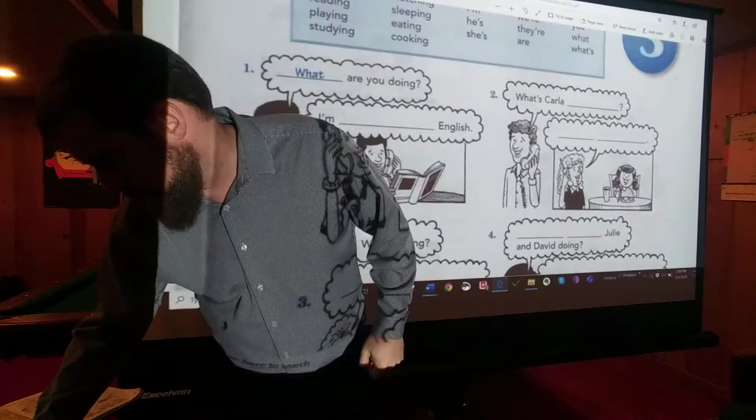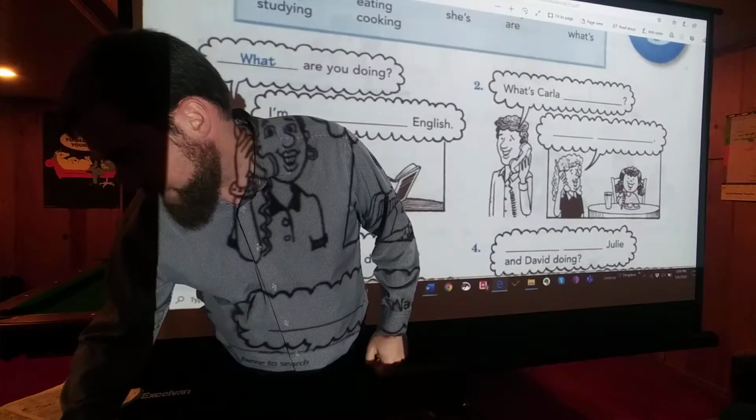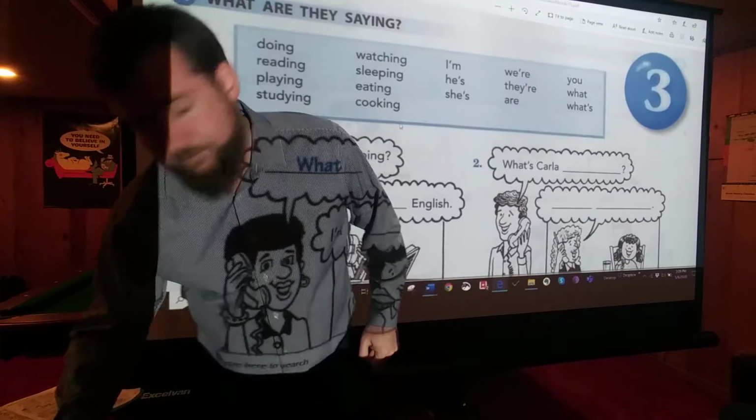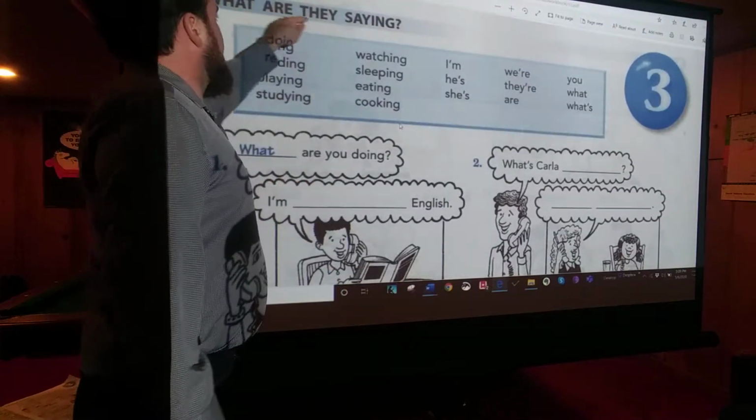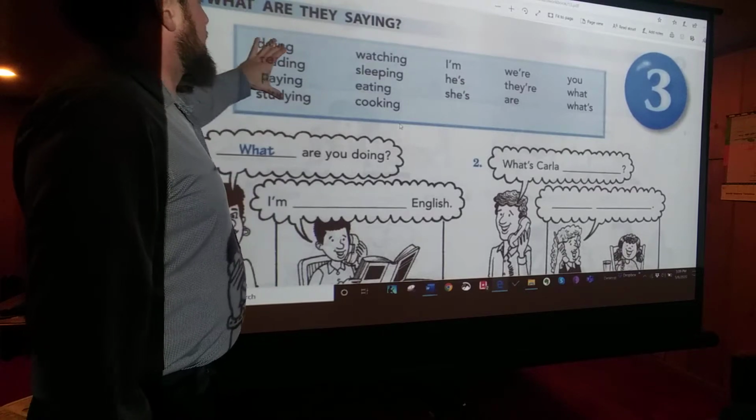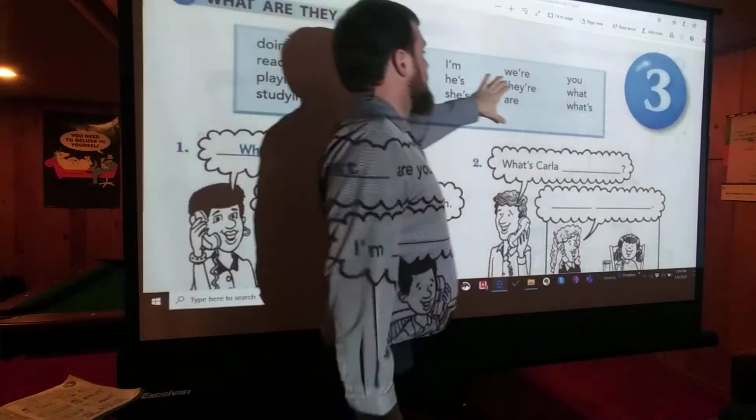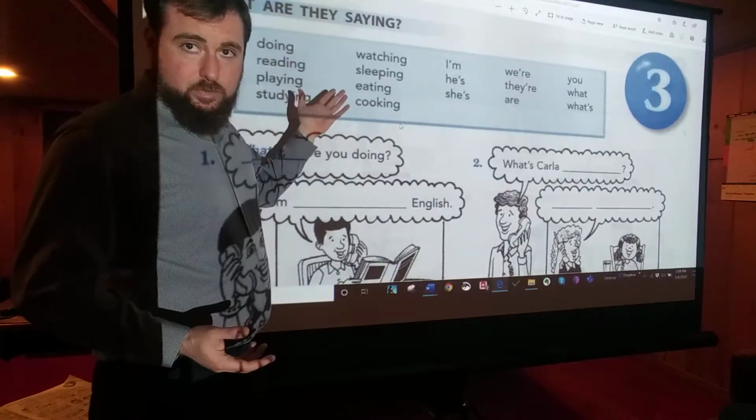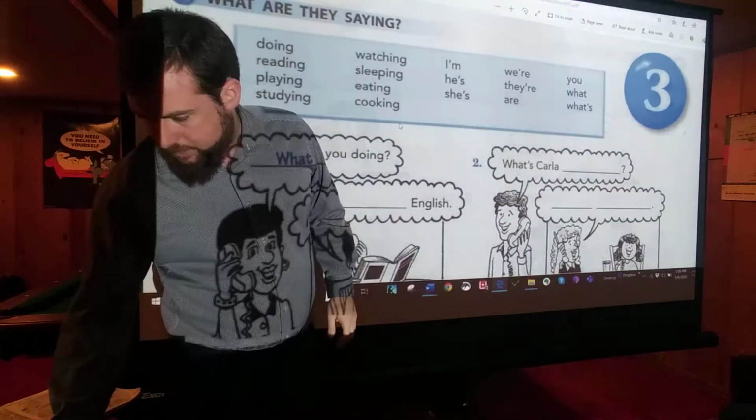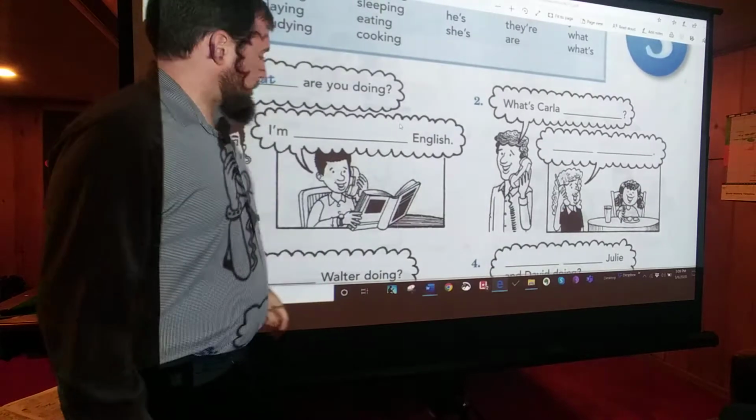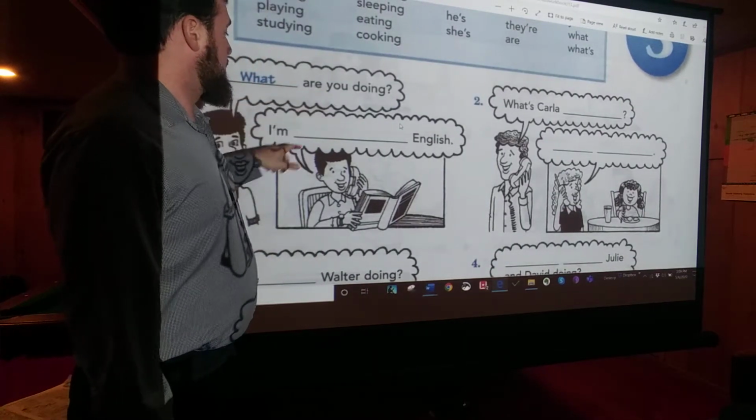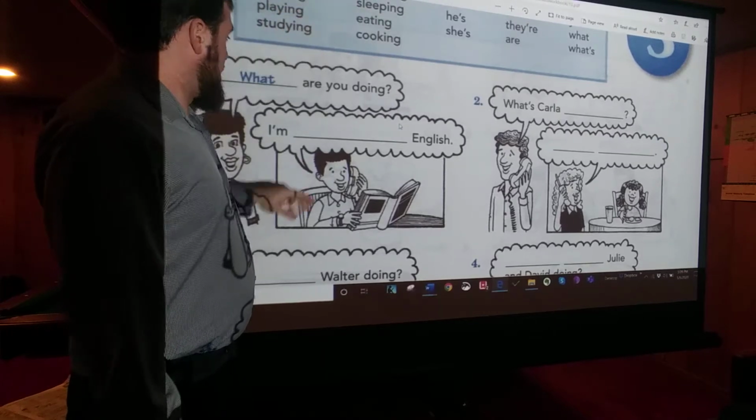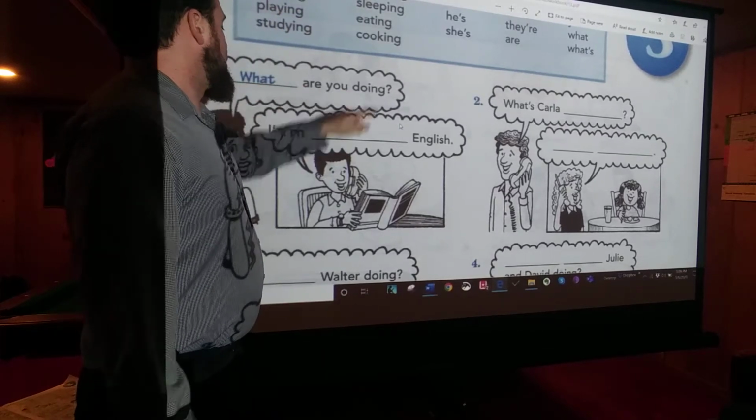So, first page. This is pretty basic for us now. We've been through this before. We have, what are they saying? We've got a set of words here. Okay? These are going to be the answers. And then we've got some people having conversations. And you're going to fill in the blanks using these words in the box. So, what are you doing?